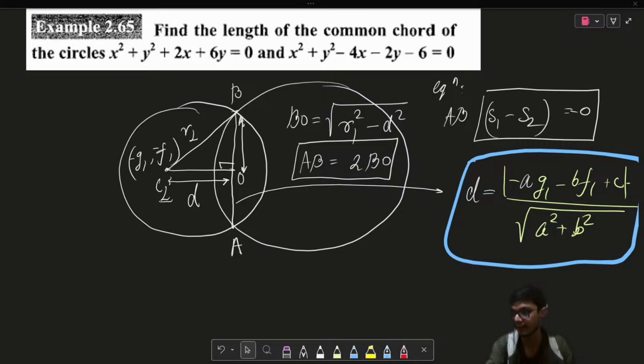Can you try it out and tell me the answer you are getting? Anyone with the answer yet?